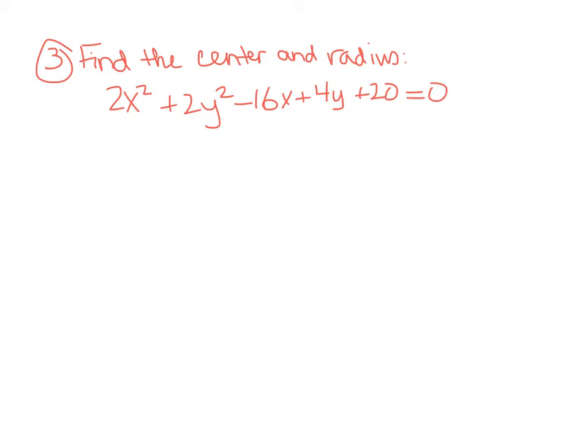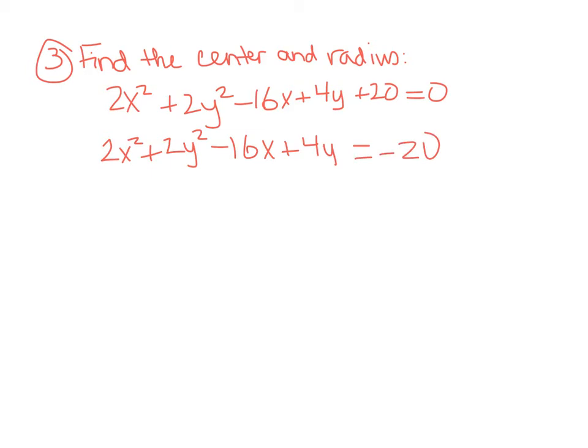You probably have done it before, but it may not be something that you really remember that well. So the first thing we're going to do is move over our constant term. Any term that doesn't have an x or a y in it needs to move over to the opposite side. So I now get 2x^2 + 2y^2 - 16x + 4y is equal to negative 20.